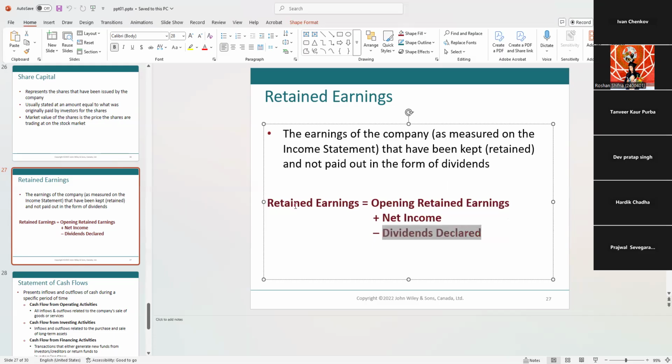So if the question asks you to calculate the retained earnings, calculate the retained earnings. If the question is asking for net income, calculate only the net income. Don't forget the beginning balance, and don't forget to deduct the dividend when you're dealing with the retained earnings. Okay, so at this point we know which are the financial statements. Now we can start talking about the effect on the financial statements.